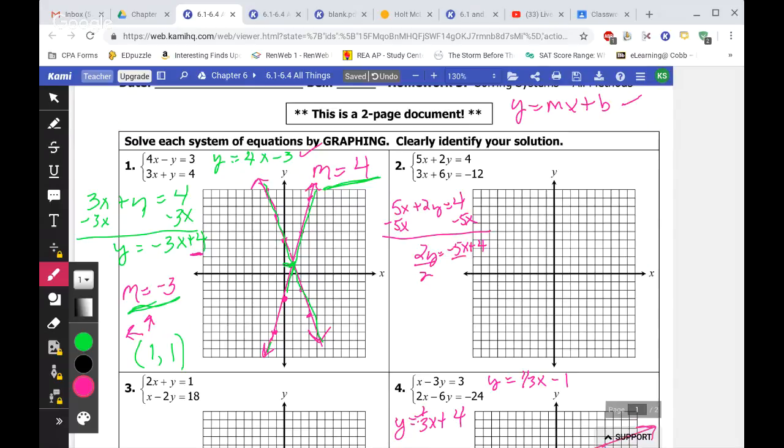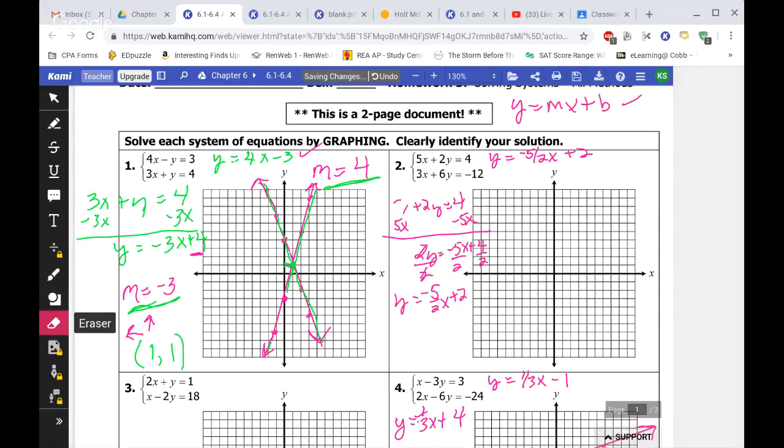Divide everything by 2 because you've got to isolate that y. That's going to give me y equals, and then I've got a negative 5 halves x. There's my slope. And then 4 divided by 2 is 2. So this equation in slope-intercept form is y equals negative 5 halves x plus 2. So that's the very first step of being able to graph.